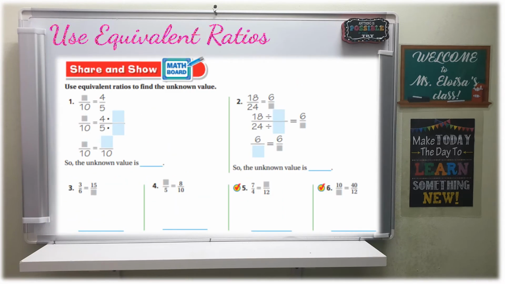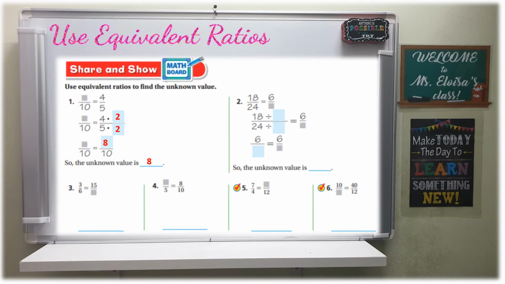For more practice, let us answer, share, and show numbers 1 to 6. You can pause the video here for a while, do it, and then see if your answers are correct. For number 1, we have blank to 10 equals 4 to 5. So we can multiply both 4 and 5 by 2 to get an equivalent ratio. So 4 times 2 is 8 and 5 times 2 is 10. That means the unknown value is 8.